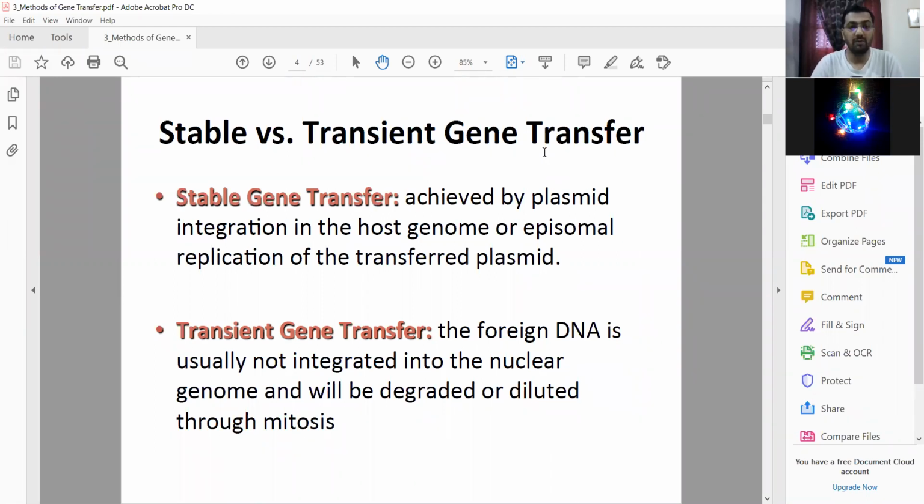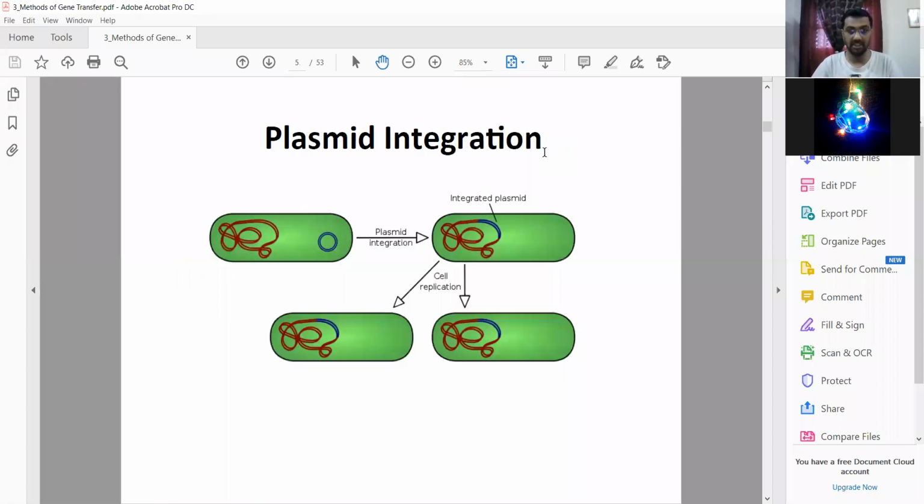While when we move towards transient gene transfer, it is simply the transfer of foreign DNA in which the foreign or recombinant DNA does not integrate into the nuclear genome. Rather, it would be degraded or diluted through mitosis or cell divisions. With the passage of time, this transient expression would be lost, and we could not have long-lasting effects of those transferred recombinant DNA particles.